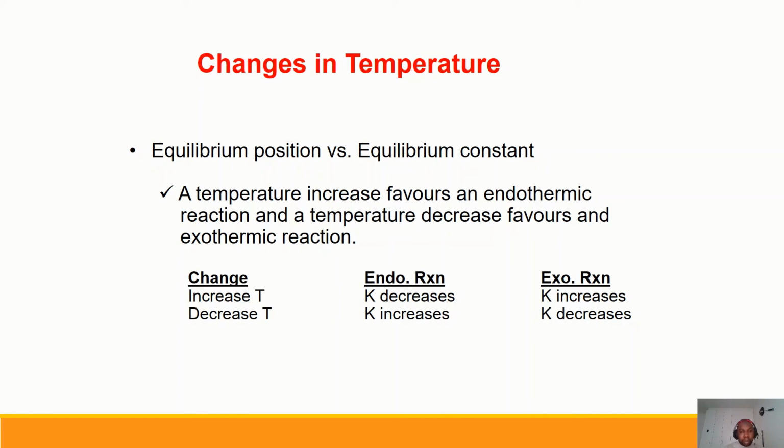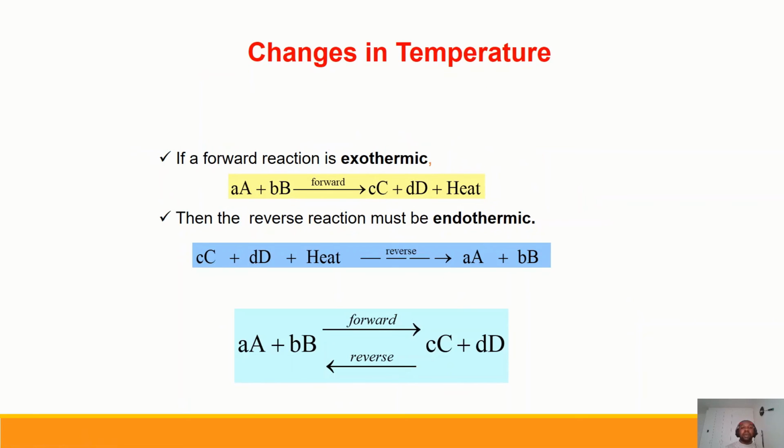So when it comes to temperature, we have two types: endothermic and exothermic. When you increase the temperature, you can see that K will decrease for an endothermic reaction and K will increase for an exothermic reaction. And then the reverse: when you decrease the temperature, K increases for an endothermic reaction and K decreases for an exothermic reaction.